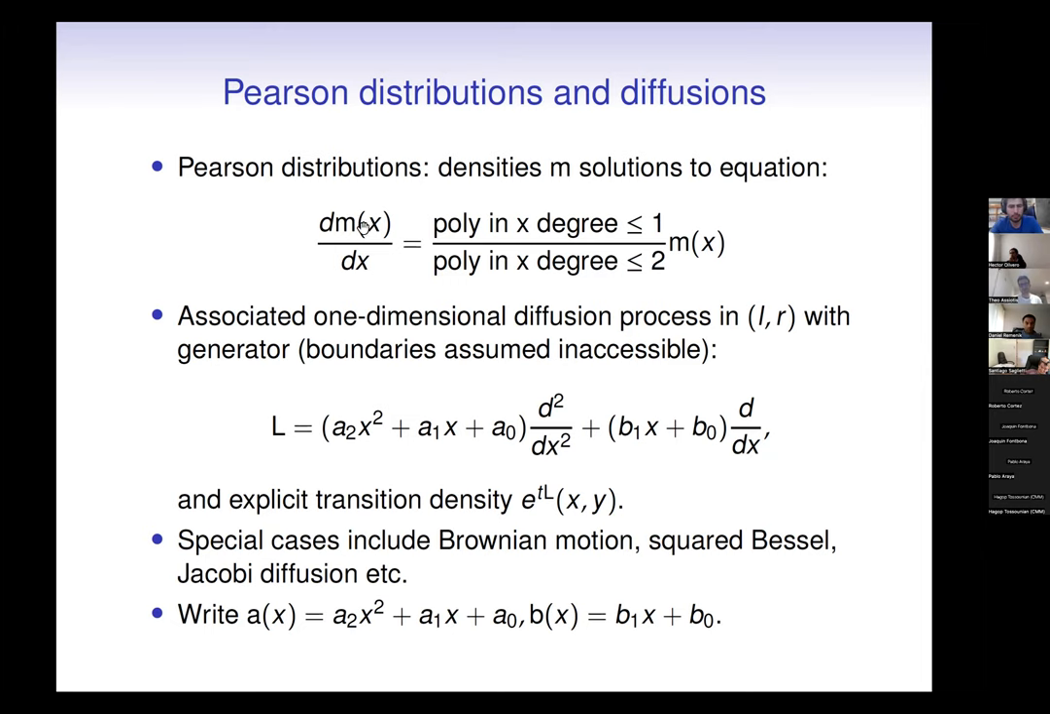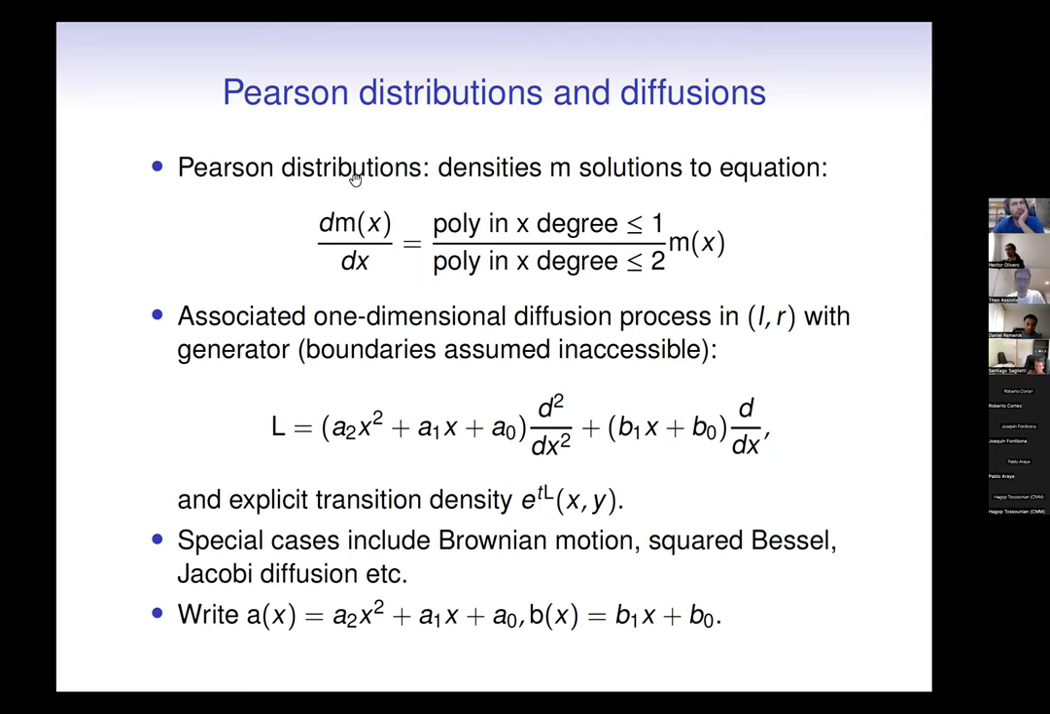So differentiate in x this thing, and then you get back m times a polynomial of at most degree one on the top, and at most degree two on the bottom. So in the Gaussian case, when you differentiate, you get minus x, so the at most polynomial of degree one on the top, and then on the bottom you get a constant, just a polynomial of degree zero. And then there are other distributions which fall into this framework, like all the very nice distributions, like gamma, Cauchy distribution, and so on.